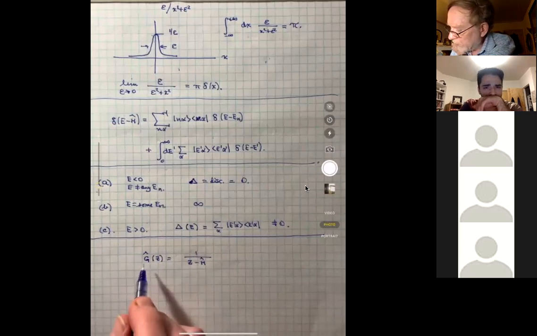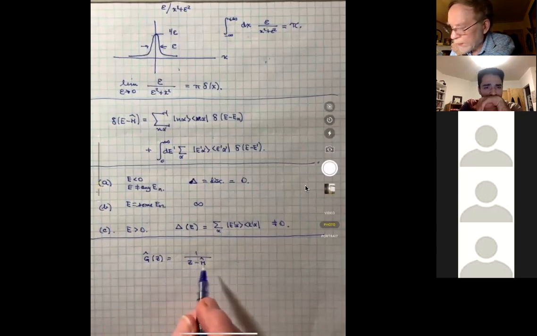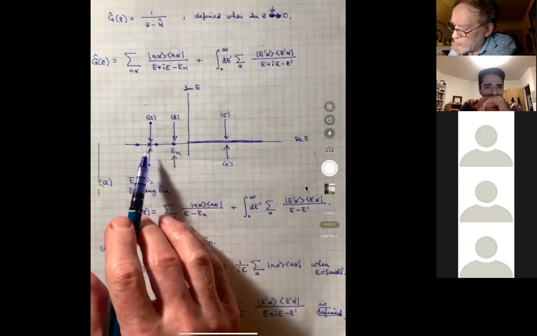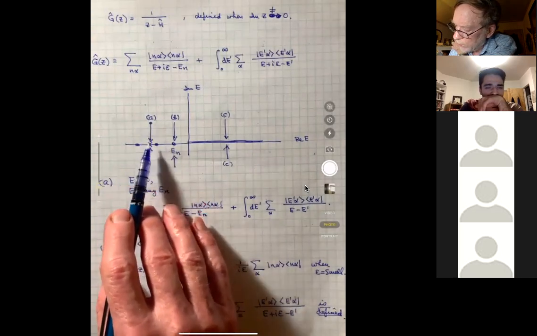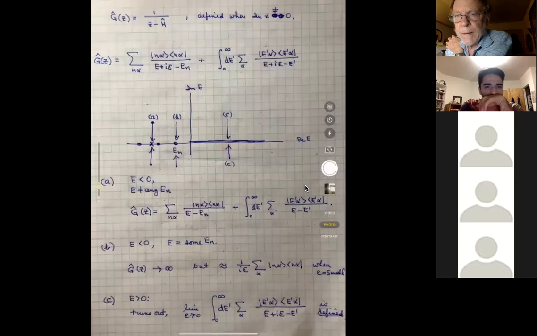But the plus Green's function is defined in the upper half of the complex plane, and the minus Green's function is defined in the lower half. Also, these two Green's operators, as I just explained, are equal to one another in the gaps between the discrete energy eigenvalues.